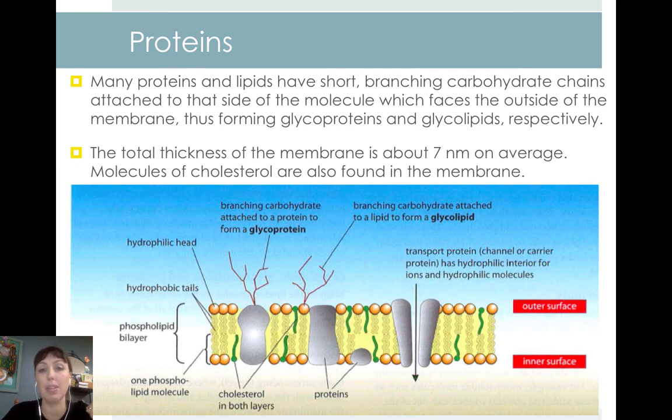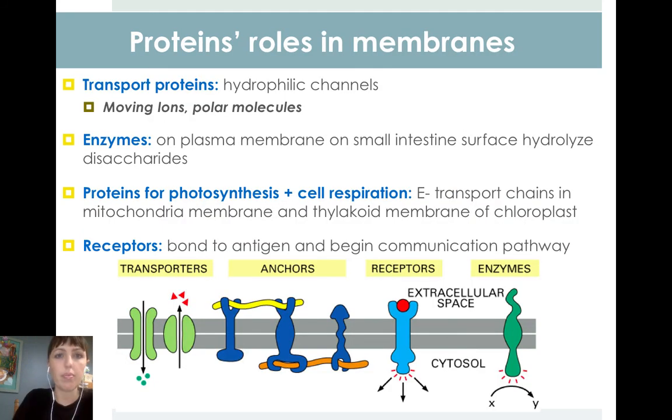Okay, many proteins and lipids have short branching carbohydrate chains that are attached to the side of the molecule that faces the outside of the membrane, thus forming glycoproteins and glycolipids. The total thickness of the membrane is about 7 nanometers on average. Molecules of cholesterol are also found in the membrane.